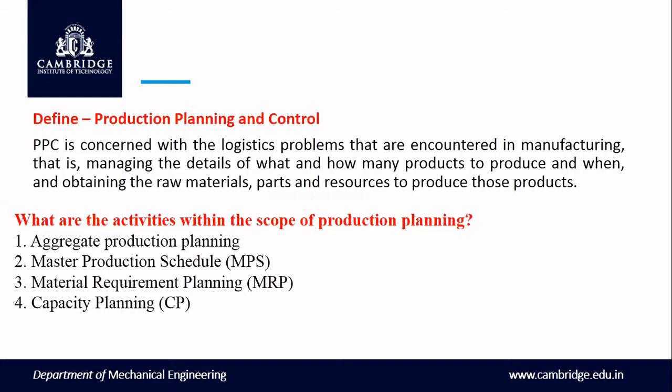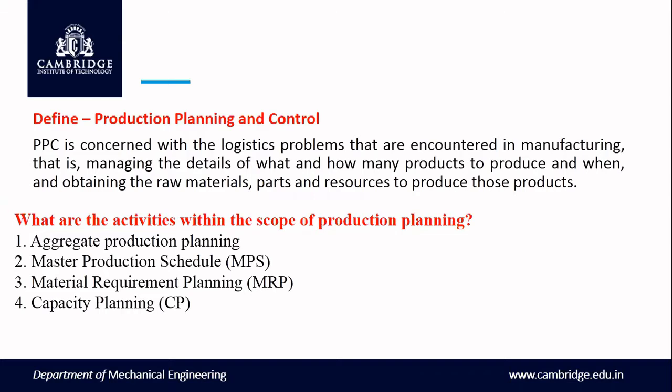Production planning and control, designated by the symbol PPC, is concerned with the logistic problems encountered in manufacturing, that is, managing the details of what and how many products to produce and when, and how to obtain the raw materials. In production planning and control, if the raw material is not there, that will be taken care of by the system itself. It orders everything and then you will get your final product. That is called production planning and control.